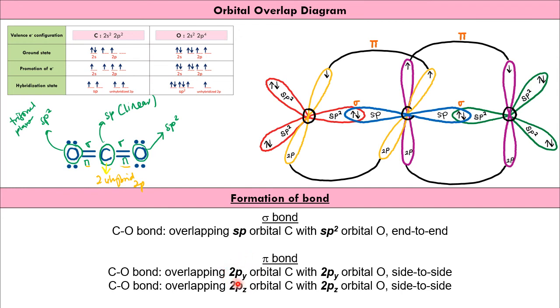So the first one is overlapping of 2py orbital of carbon and 2py orbital of oxygen side to side, and then overlapping between 2pz orbital of carbon with 2pz orbital of oxygen. Again, side to side.